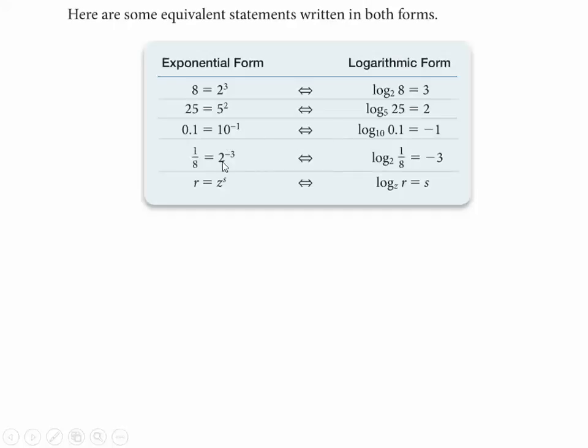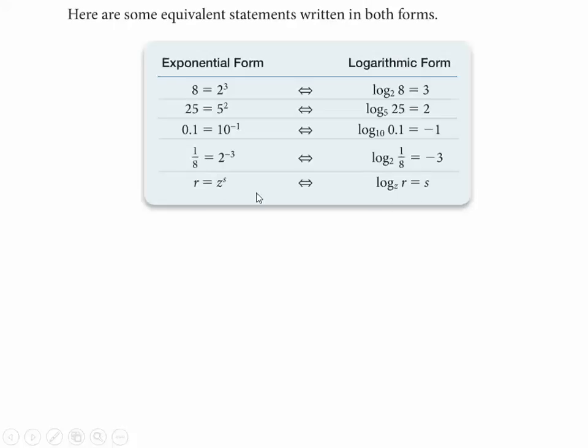So 1/8 is 2 to the negative 3. Log base 2 of 1/8 is equal to negative 3. All right, and the general form: r is equal to z to the s, therefore we have log base z, because that's our base from the previous number, of r is equal to s. So now, notice that this one here is solved for r, and this one here is solved for s. That's exactly what I want.